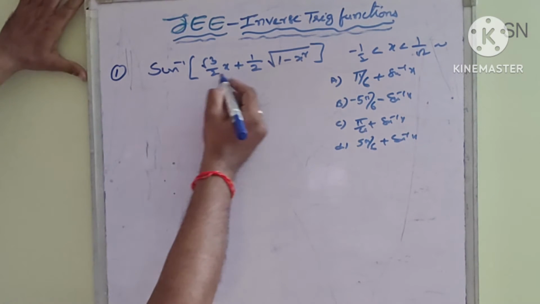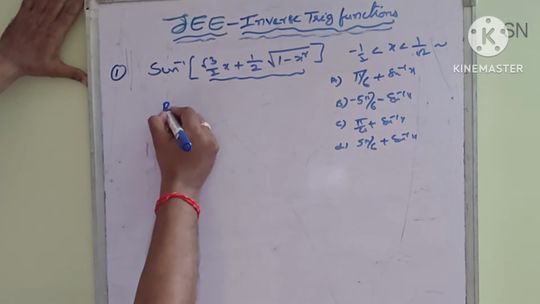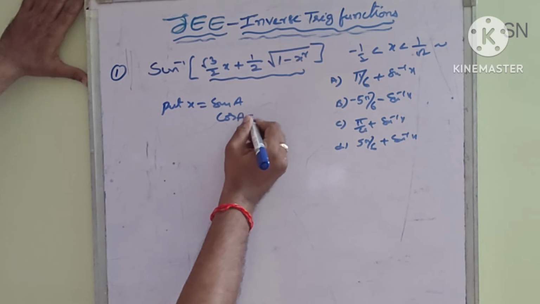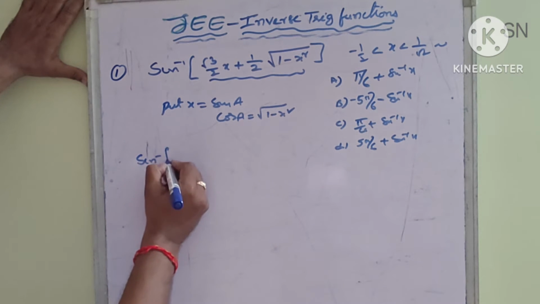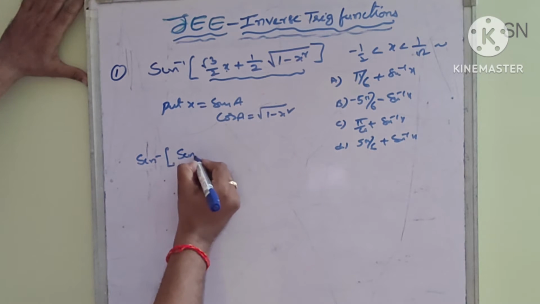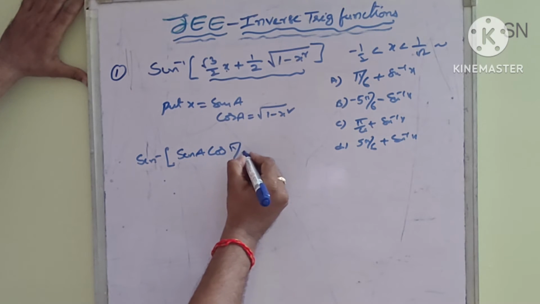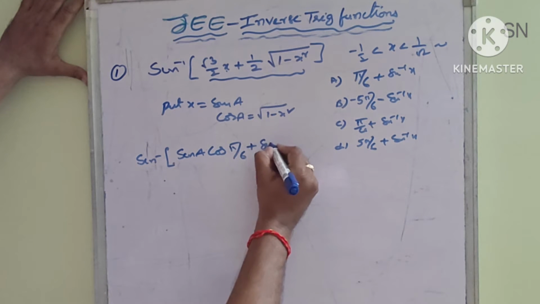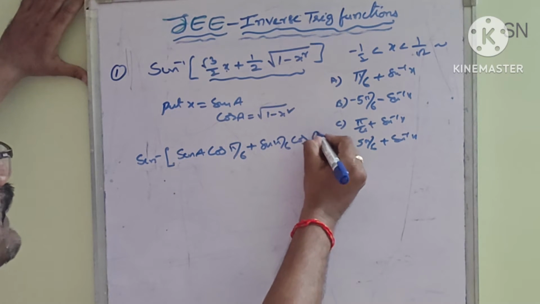Here we know this one: sin A cos B plus cos A sin B. Put x is equal to sin A. So what is cos A? Root over 1 minus x square. We can substitute sin inverse of root 3 by 2 in cos. Now x is sin A. So cos 30, root 3 by 2. So cos pi by 6 plus sin 30, 1 by 2, sin pi by 6. So here cos A.